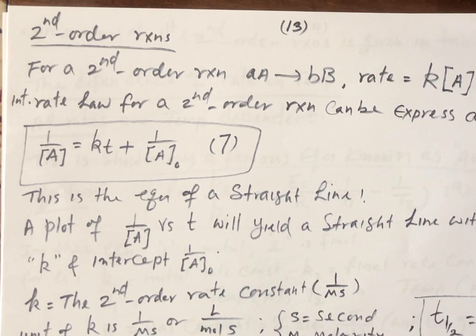So, again, the T 1/2, or the half-life of this second order reaction, is given by this equation, which I want you to memorize. Okay, so there are two equations that you need to memorize in connection with the second order reaction. One is the integrated rate law given in equation 7, and the other one is the half-life in equation 8.